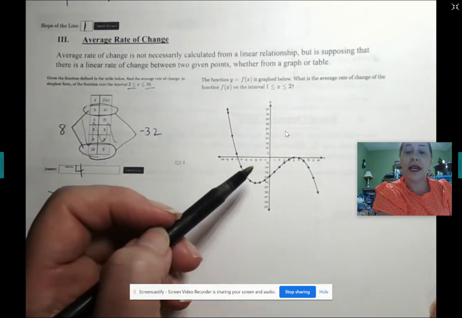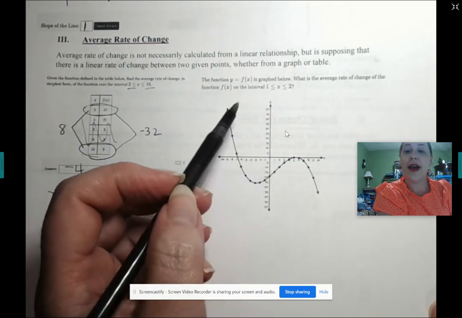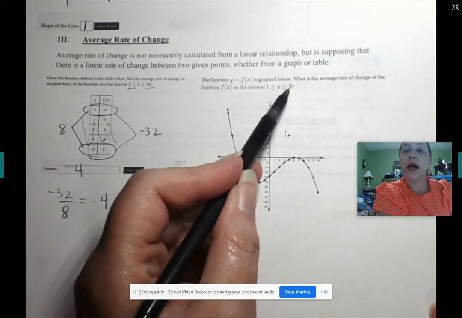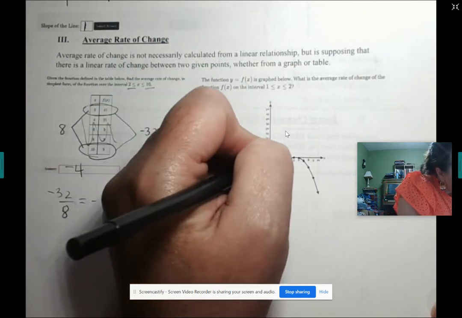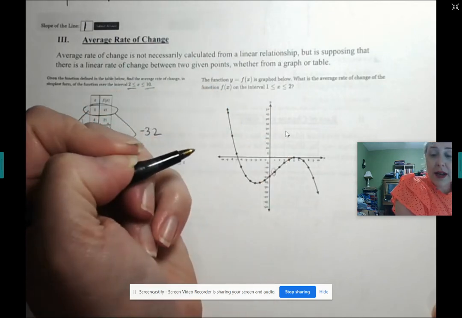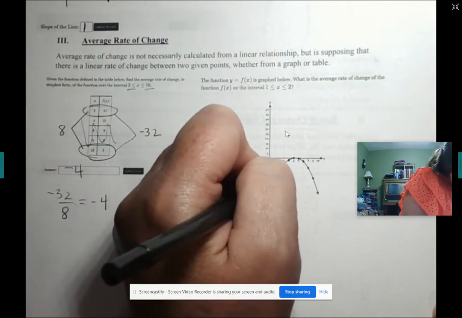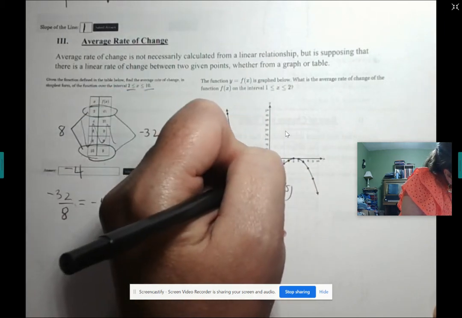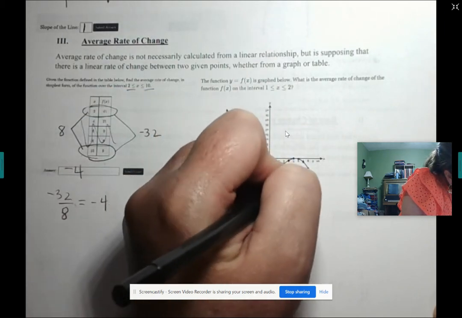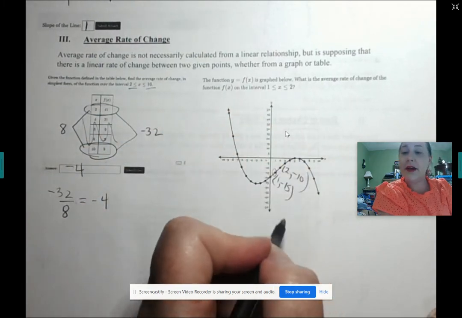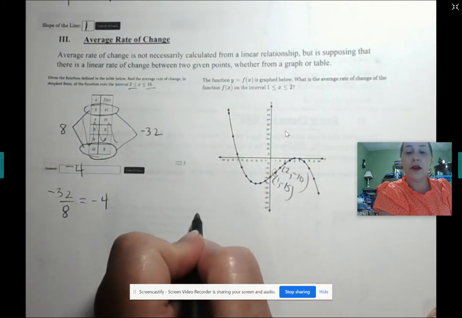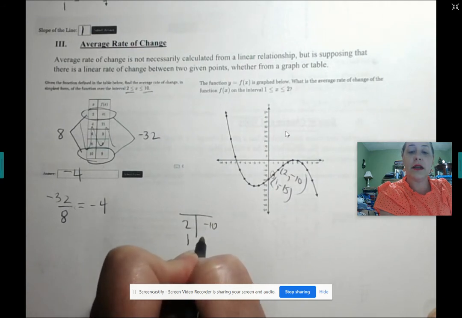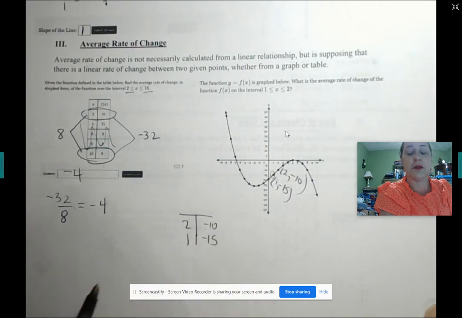Now, it may not always be the beginning and end. Here on a graph, it says find the average rate of change between the intervals of x being 1 and x being 2. So if I go to x equals 1, here's the point that I see, and that is the point 1, negative 15. And then for 2, I see the point 2, negative 10. And so I just want to find the rate of change between those 2 points. You could even put them in a table. 2, negative 10, 1, negative 15. It doesn't matter which one you put first.